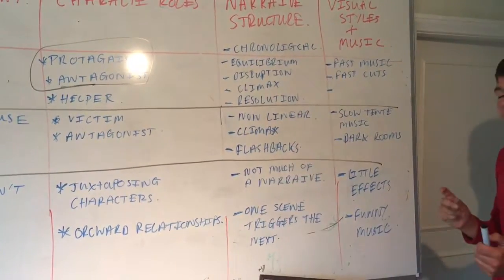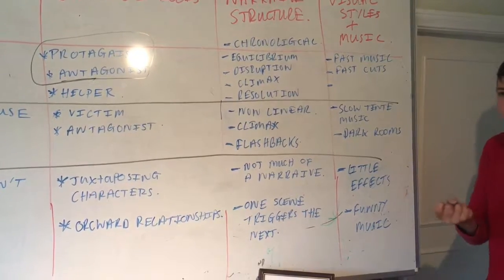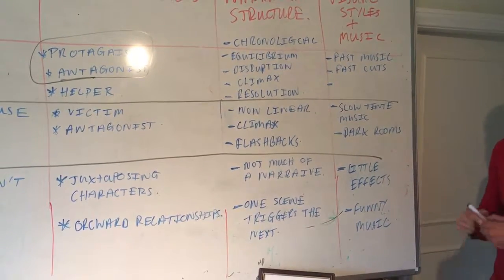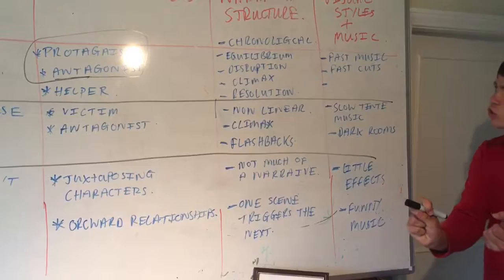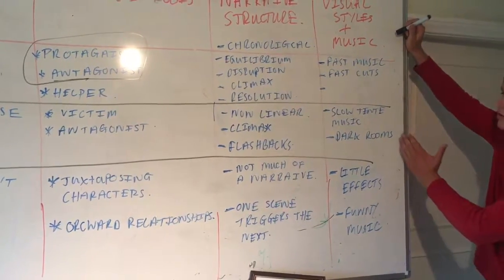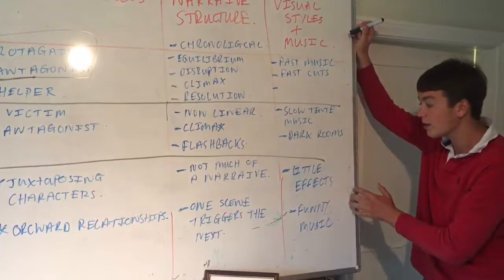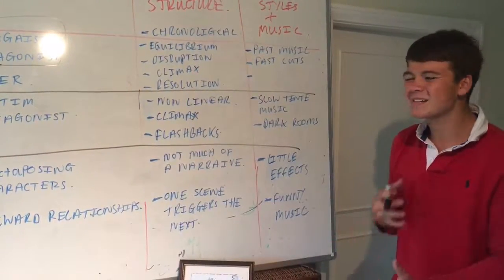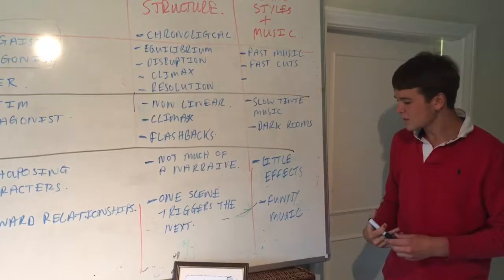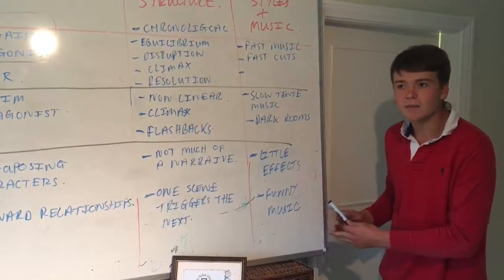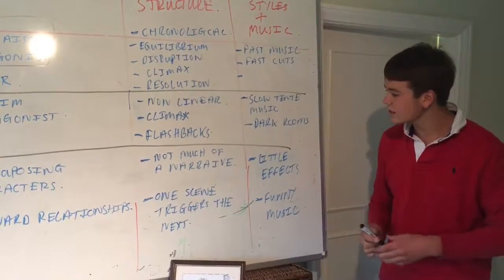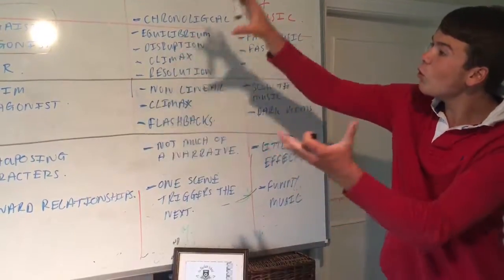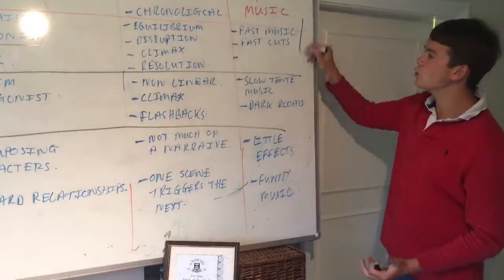Horror, they would often have slow, tense music, building up that suspense tension. Maybe dark rooms, creaking doors. That would be the visual styles and music which make up a horror genre. Comedy, they generally actually consist of very little effects because the focus isn't on effects. So it might have funny music though to match a funny situation that's quite slapstick. So here we have all the things which make up genres.